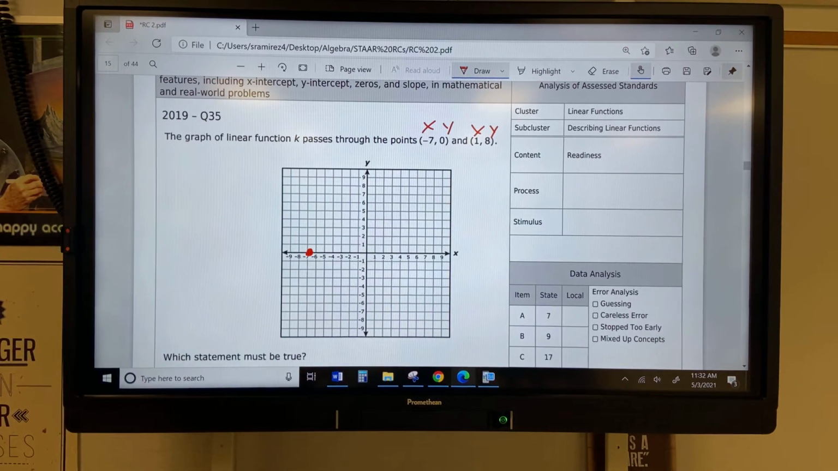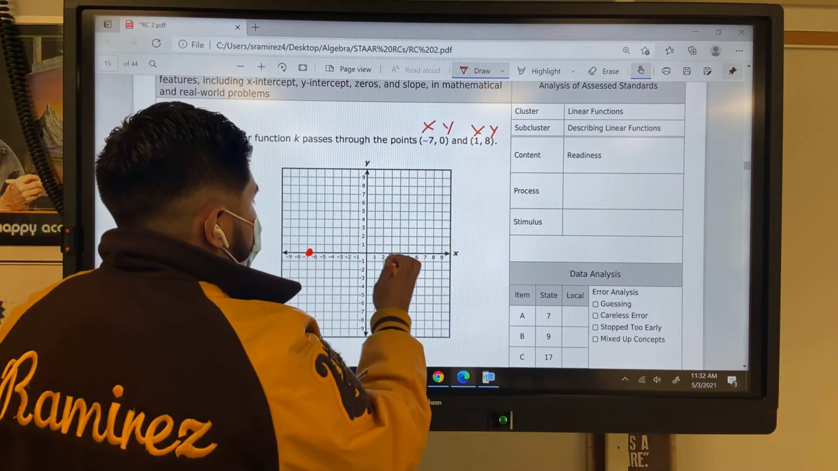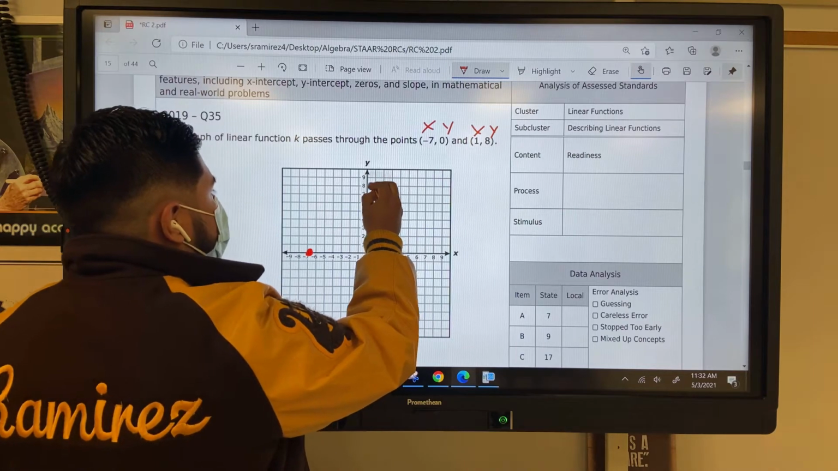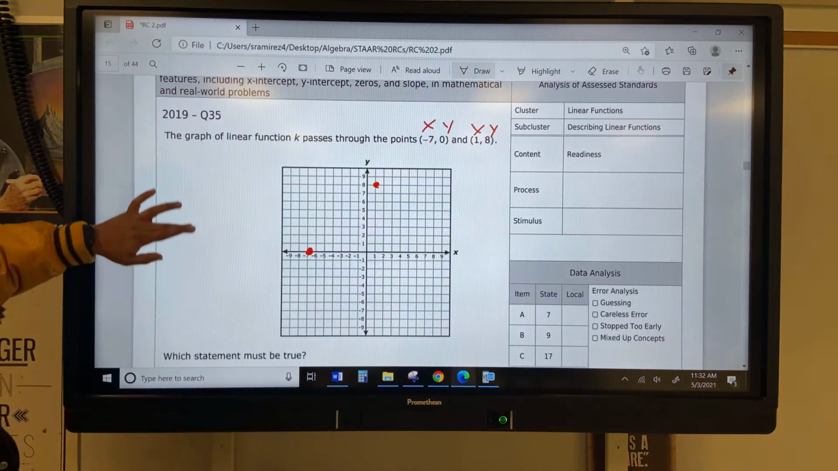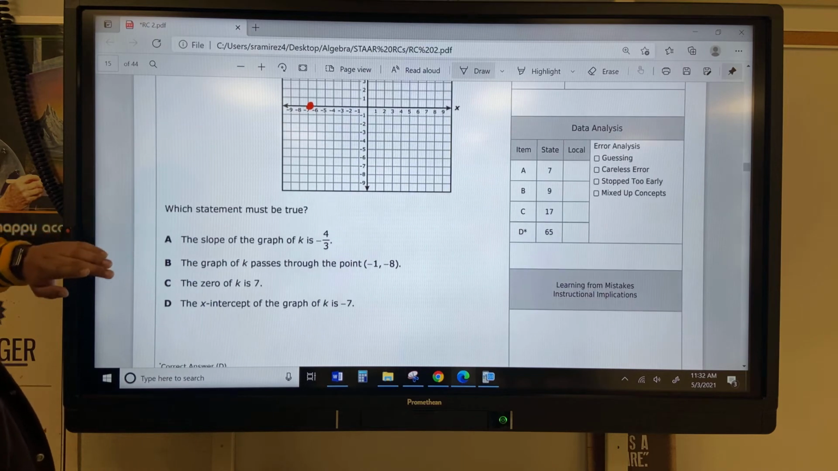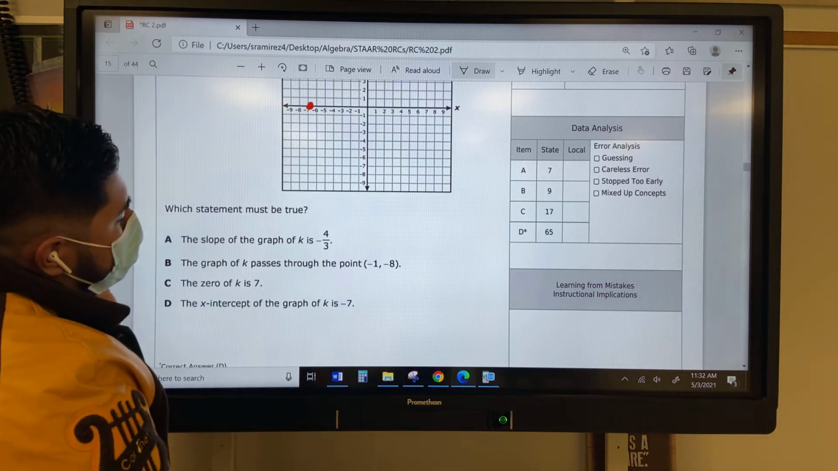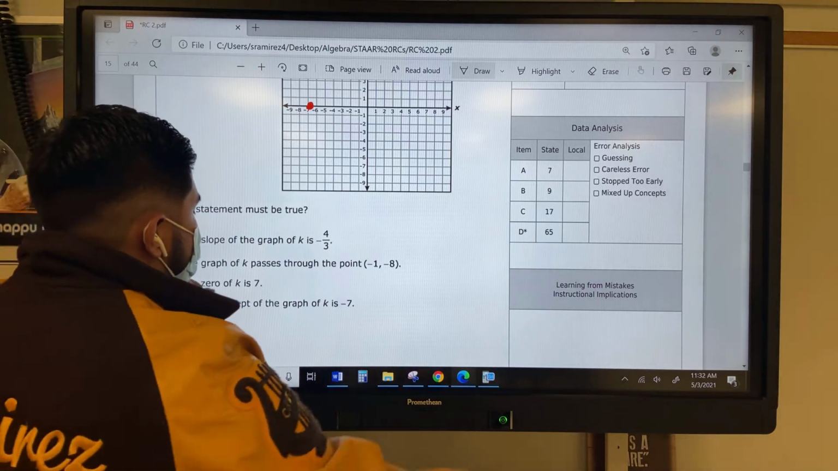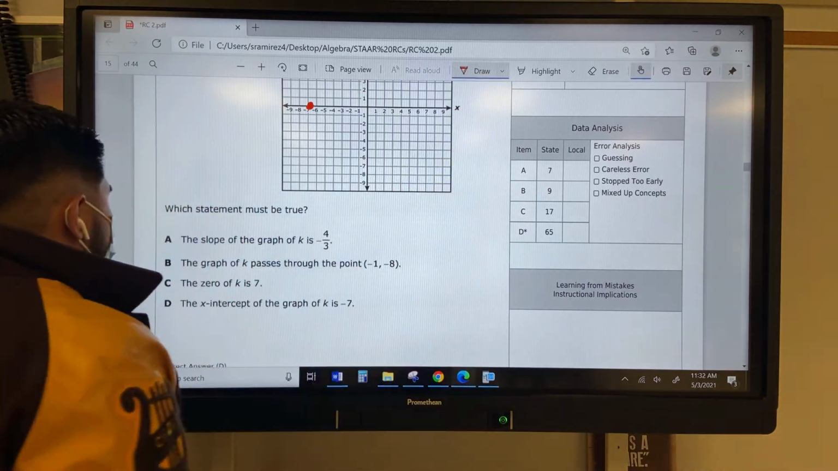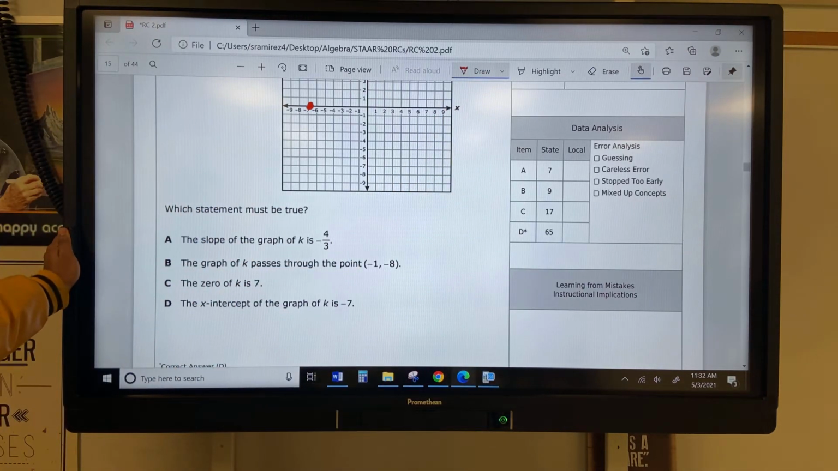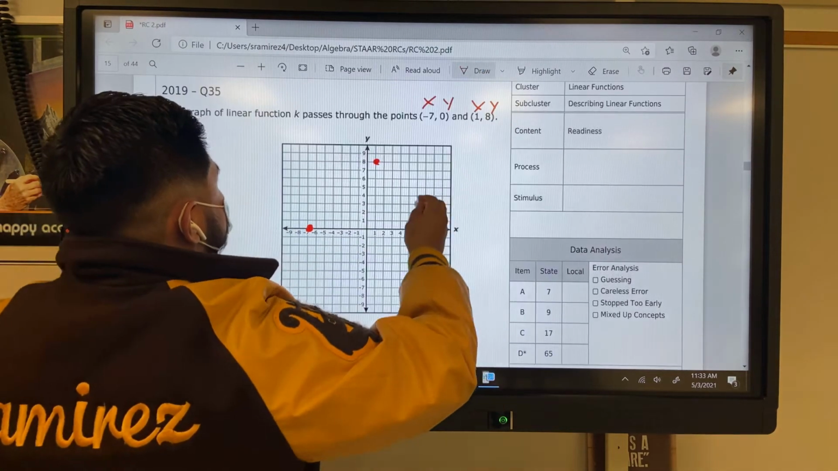Cool. And the other point, 1, 8, is up here. Now let's read the question. What statement must be true? The slope of the graph is that. The graph of k passes through the point -1, -8. The zero of k is 7. The x-intercept of the graph of k is -7. Sorry, I got distracted. So this is a line.